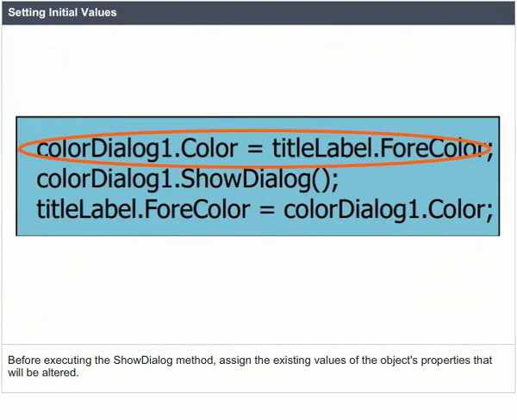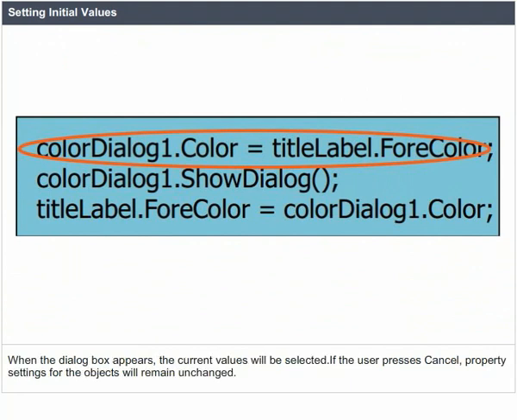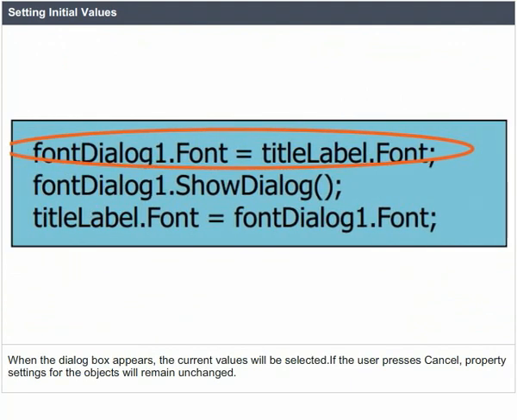Before executing the ShowDialog method, assign the existing values of the object's properties that will be altered. When the dialog box appears, the current values will be selected. If the user presses Cancel, the property settings of the objects will remain unchanged.